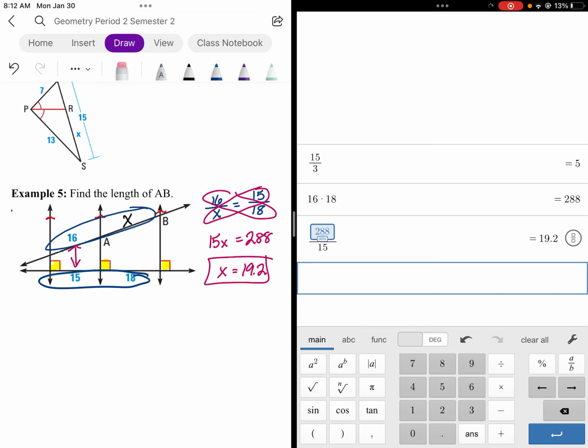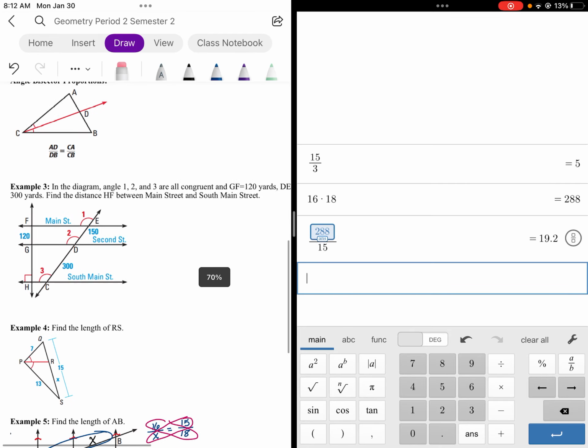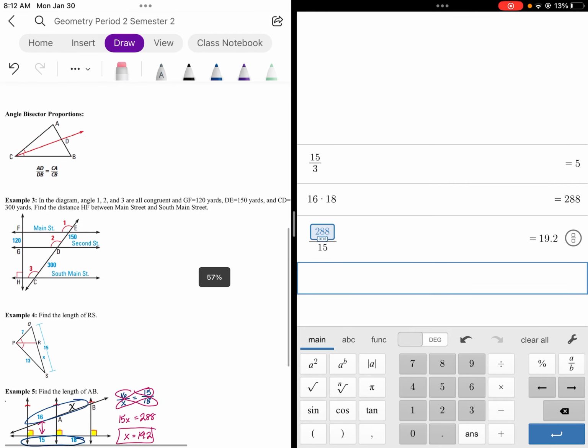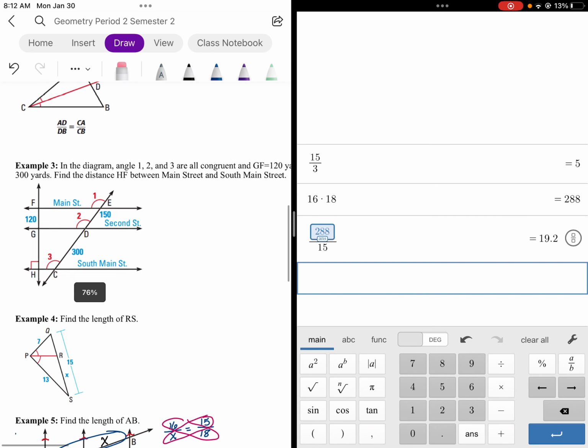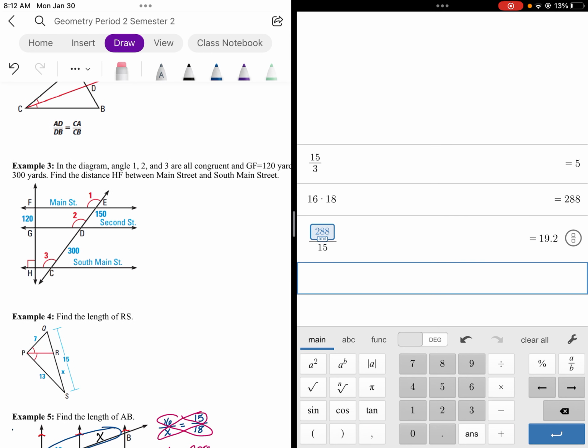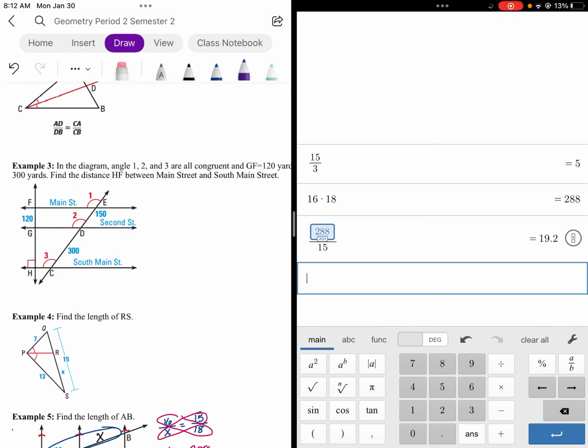Okay, then we're going to jump back up to example 3. In this problem, it tells us in the diagram, angles 1, 2, and 3 are all congruent. And then they give us a bunch of measurements of different segments, which are all in the picture. They want us to find the distance of HF, which is between Main Street and South Main Street. So looking at our picture, the one length we don't know is GH, and they want us to find the length of HF.